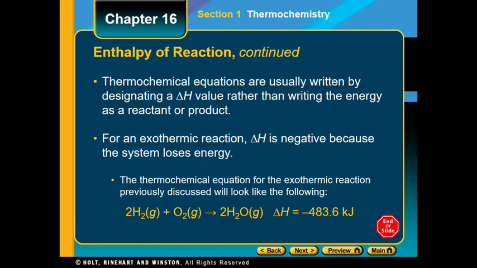But to simplify things, when we do our thermochemical equations, we usually don't write the energy in there as a reactant or product. Instead, you will write it after the reaction like you see here. So the 483.6 kilojoules has been taken out. That's your delta H value. If the overall reaction is exothermic, you will have a negative delta H. If it's endothermic, then you will have a positive delta H.